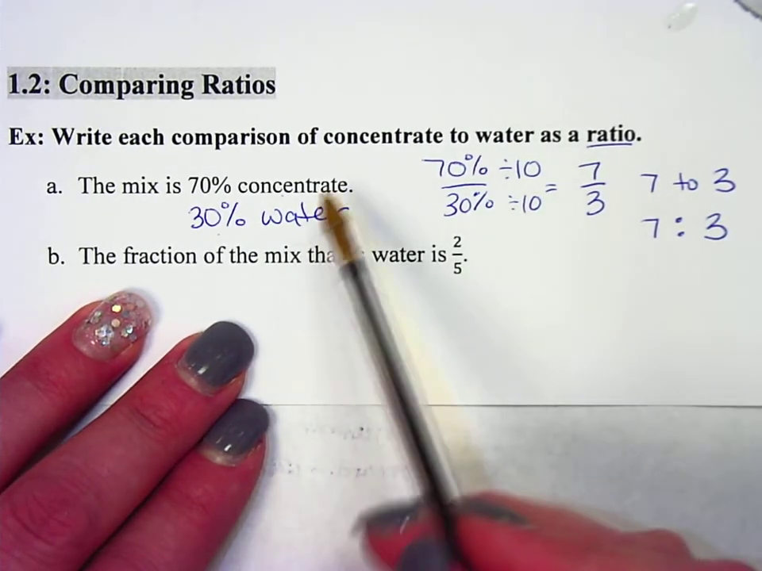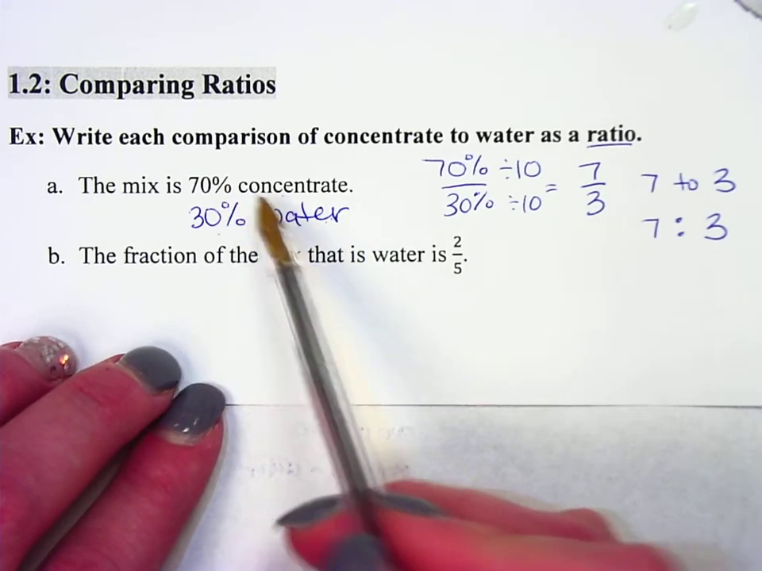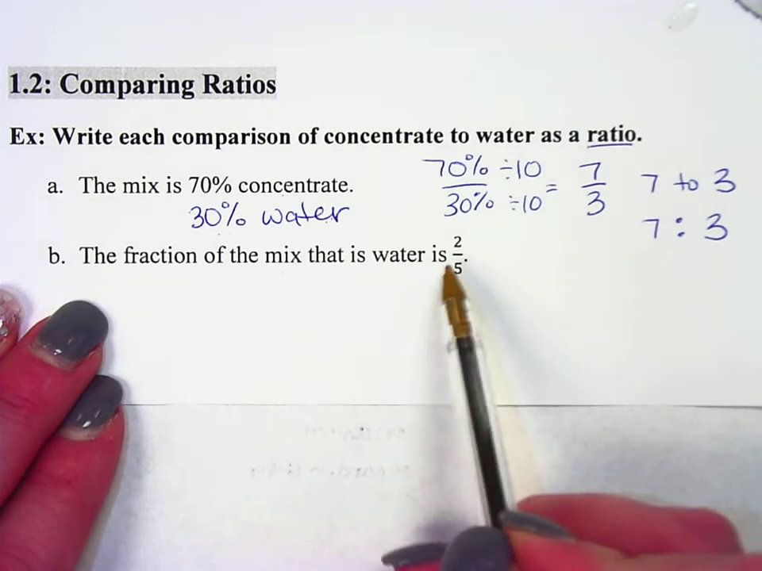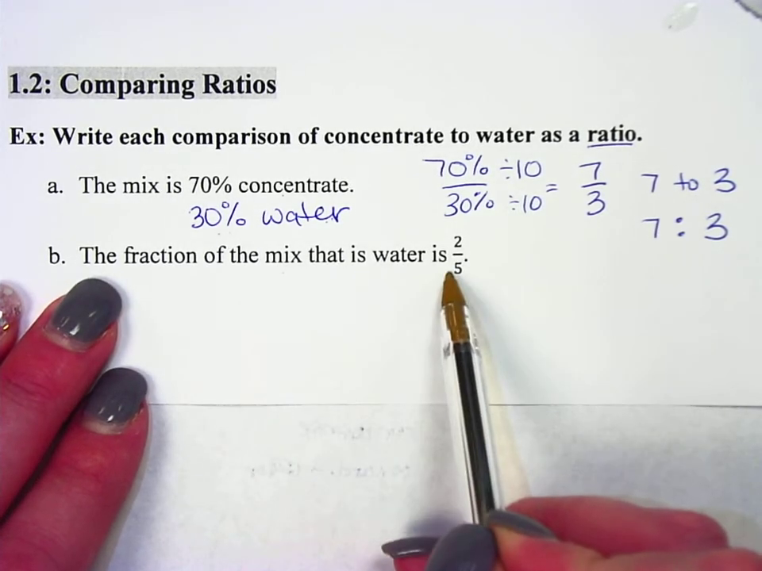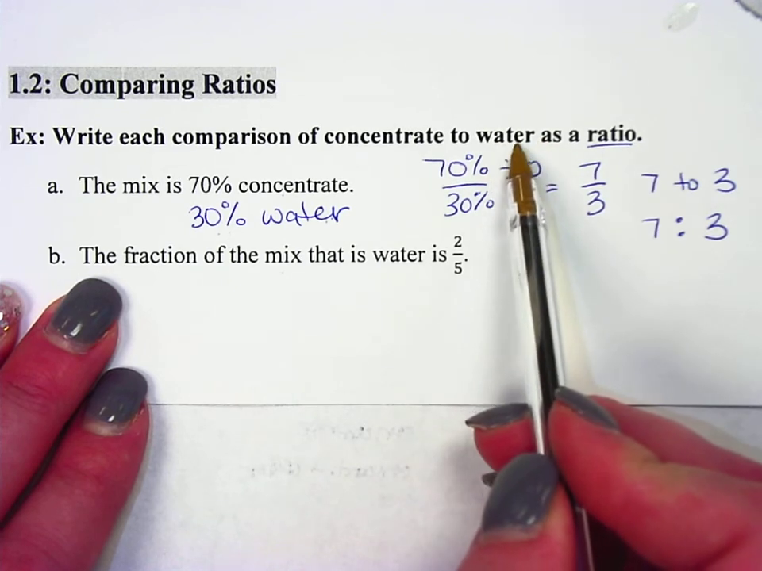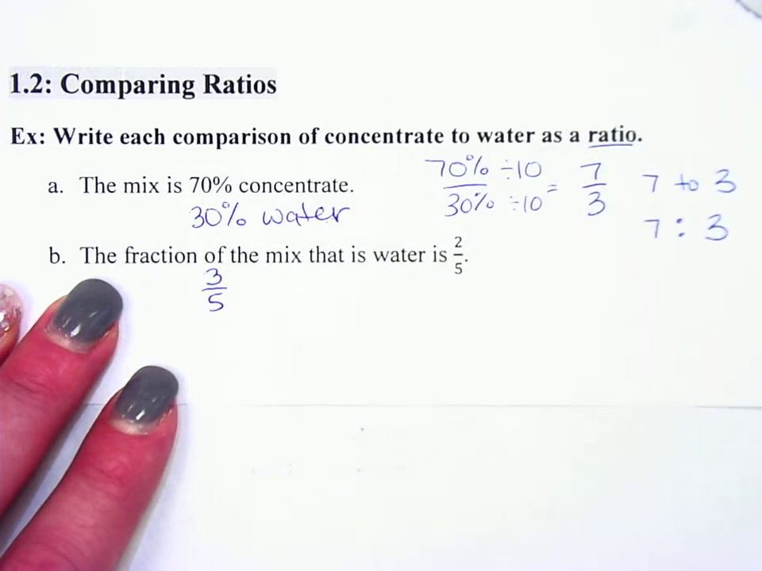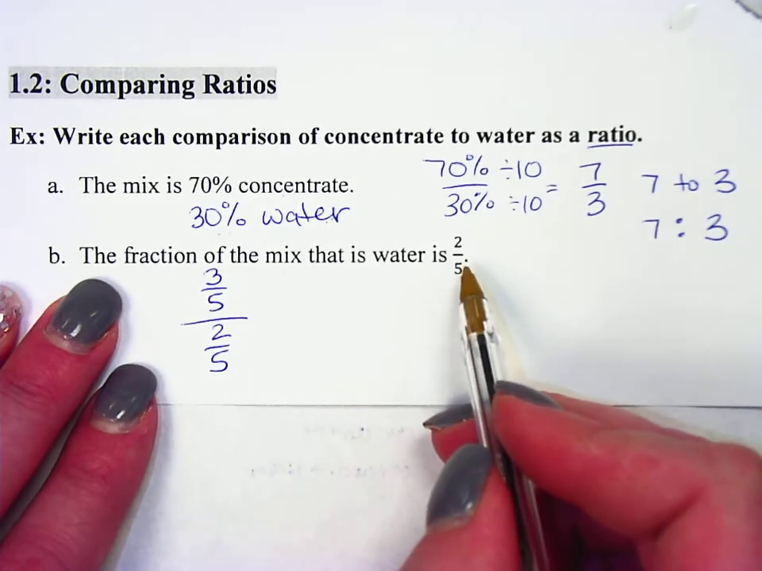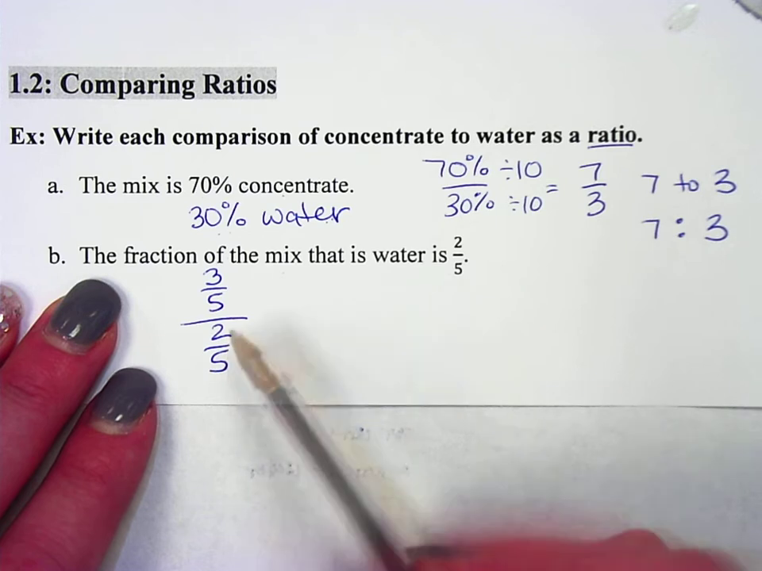Just keep in mind I'm comparing the part to the part. So if my whole is 100%, and 70% is concentrate, what would leave me then is 30% for my water. For my other example, the fraction of the mix that is water is 2/5. So that's my second part. That means my concentrate was 3/5. 3/5 plus 2/5 would give me the whole. So it's saying I had 3/5 concentrate, and the mix that was water was 2/5.